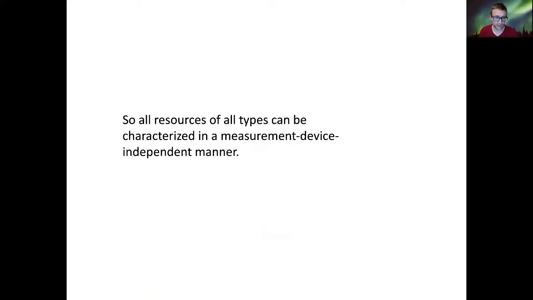But it's also interesting practically, because it means that all resources of all types can be characterized in a measurement device independent manner. So first you just convert whatever resource you're given into one of this type. And now this type of resource, because it doesn't have any quantum outputs, you can characterize these outputs just using classical systems. You don't need well-characterized quantum devices to probe this kind of resource. So that's the practical significance of this result.